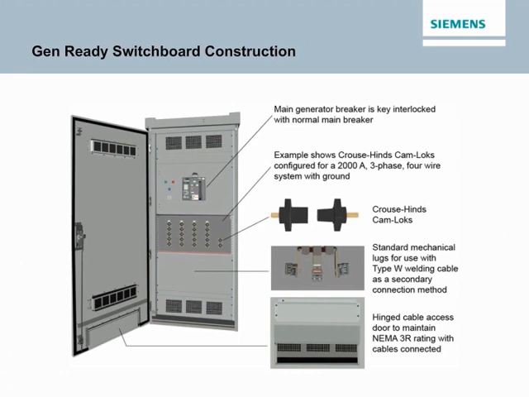Crouse-Hinds Quick Connect cam locks are provided in a compartment with a screw cover that can be easily removed to gain access to the quick connects. One end of each quick connect is attached to the switchboard and the other end attaches to the generator cable.